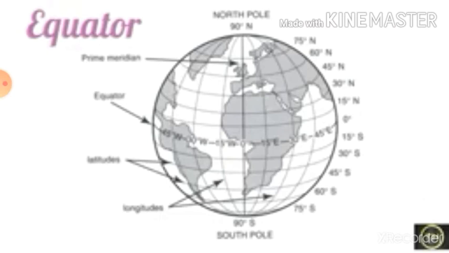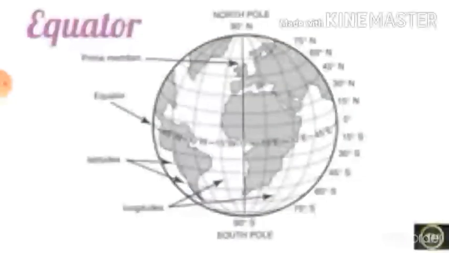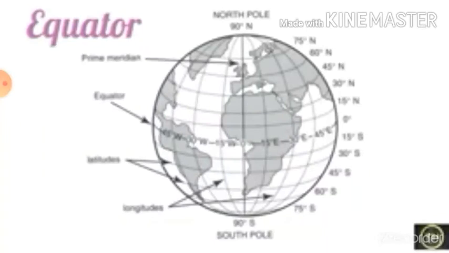Now we will learn the meaning of equator. The equator bisects the earth into north and south parts. The one to the north is called the northern hemisphere, while the one to the south is called the southern hemisphere.